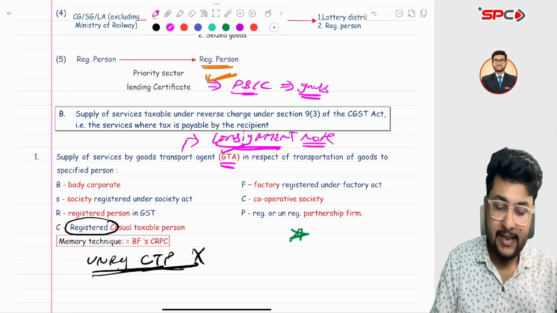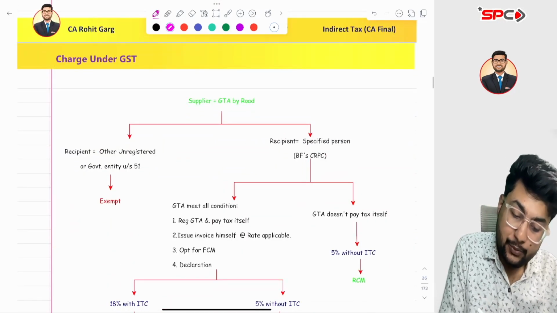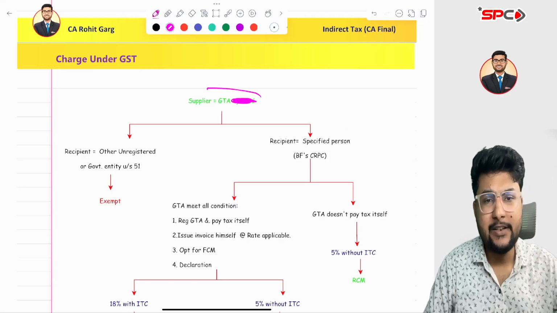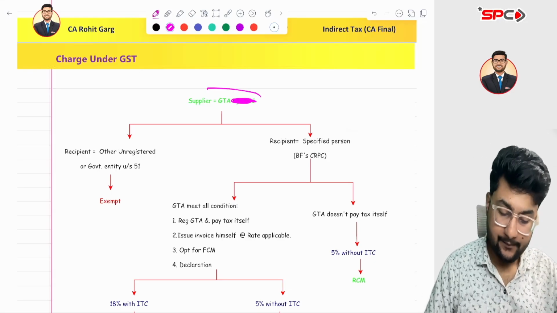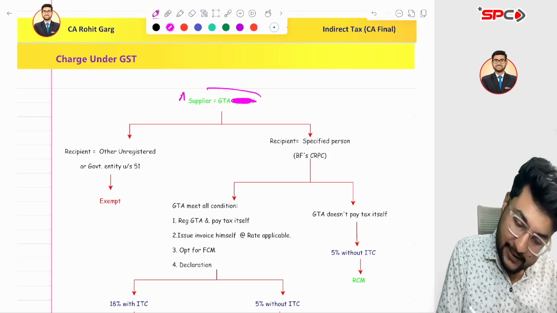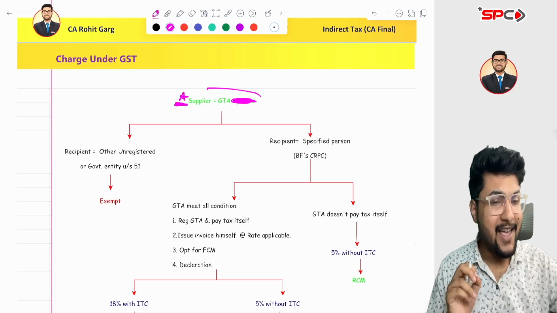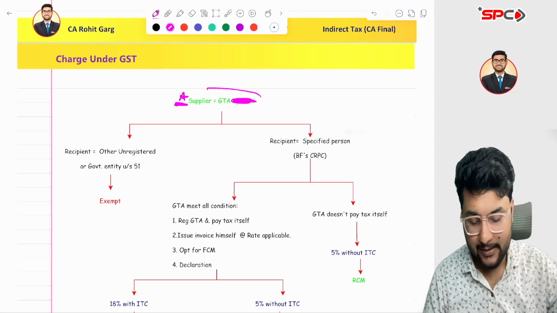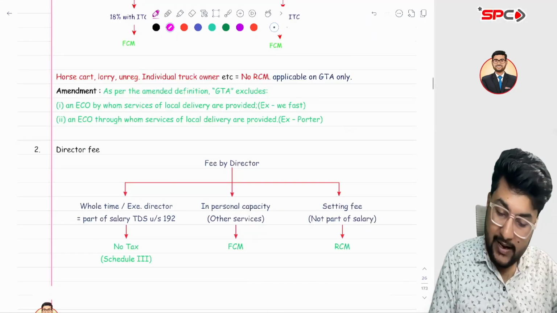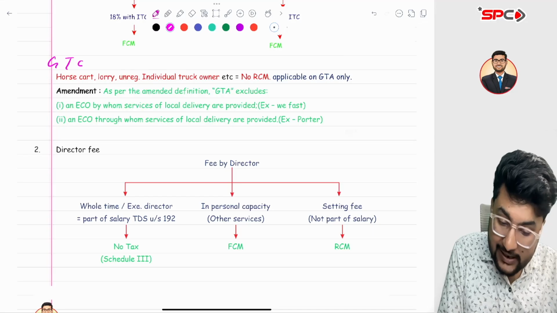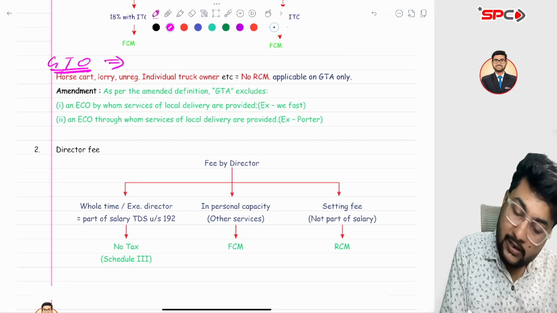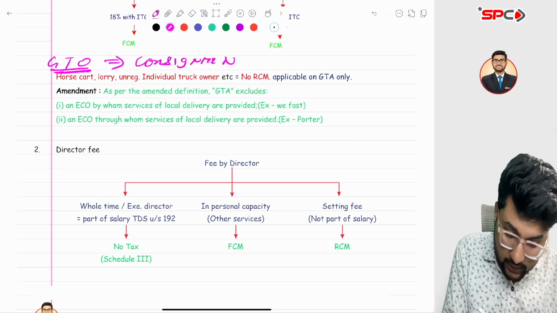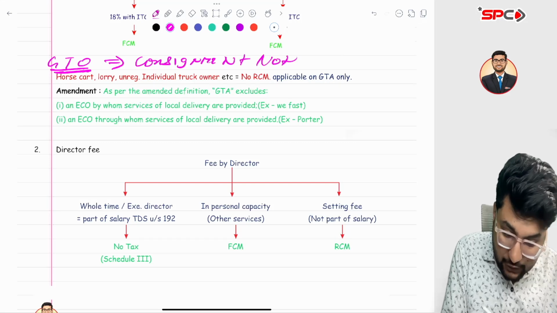First, in that case, the supplier should be a GTA. First condition is the supplier should be a GTA. It means anyone other than a GTA is not covered under RCM. So if you are a GTO, goods transport operator, a goods transport operator doesn't issue a consignment note. Please remember, they don't issue a consignment note.